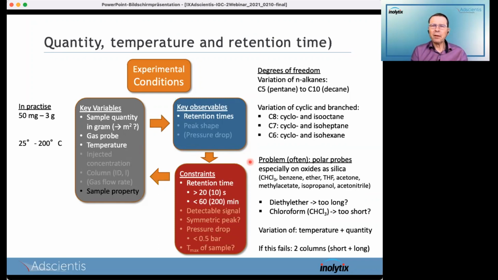constraints. There are certain substances or certain samples where even all this kind of optimization fails. And in this case, we have a kind of last resort. We're using two columns, a short column for the polar probes and a long column for the non-polar probes, and combine the data. So that's also possible. But it's more effort, so we try to avoid it. But if possible, that's also okay.